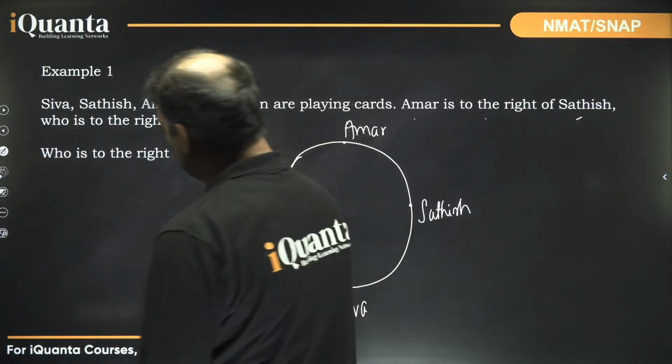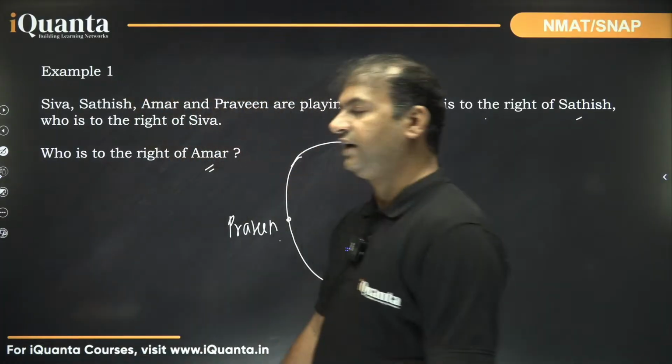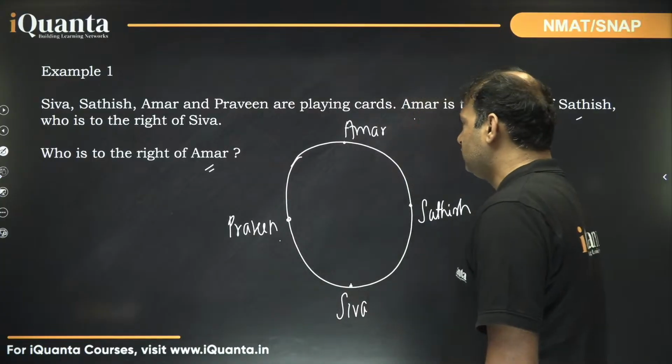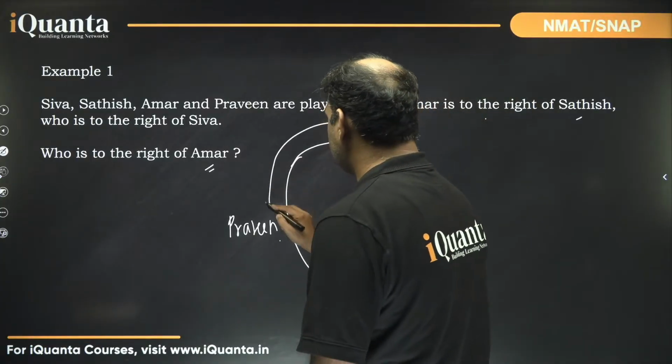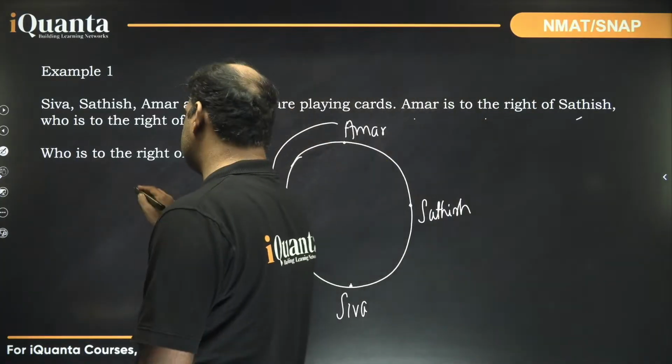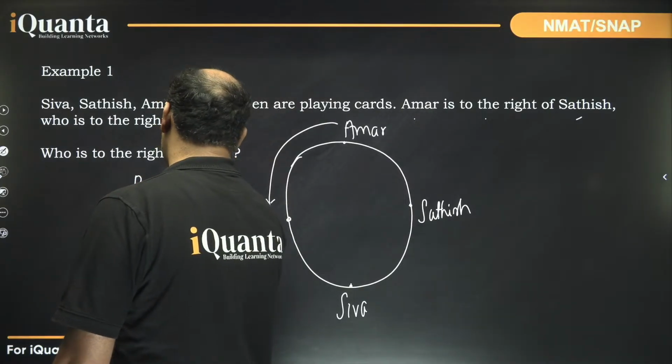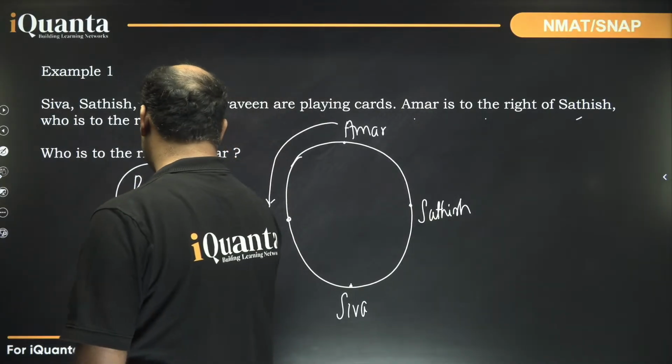Now the question is who is to the right of Amar? So guys, right means again immediate right, okay? So this is Amar. So immediate right of Amar has to be Praveen, right? So we can say that the answer is nothing but Praveen. I hope you guys understand that, right? Answer is Praveen.